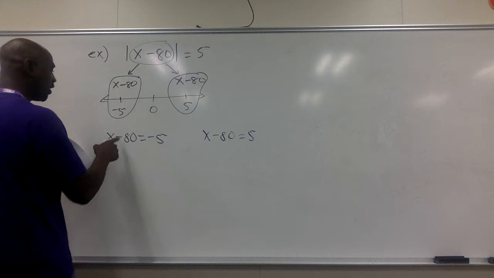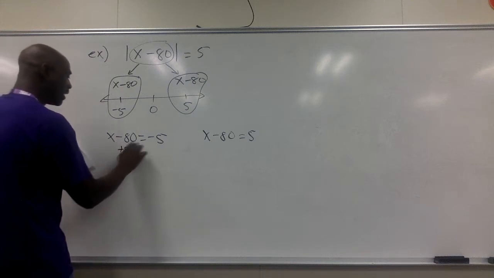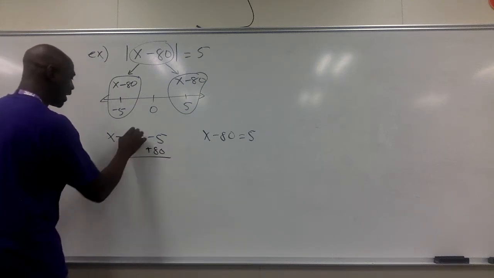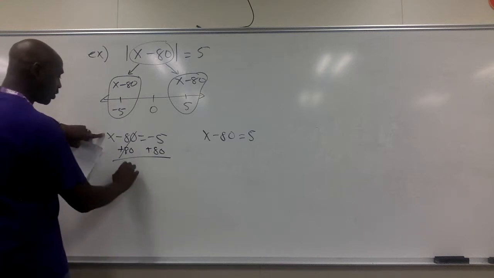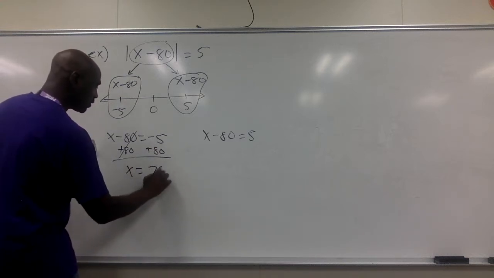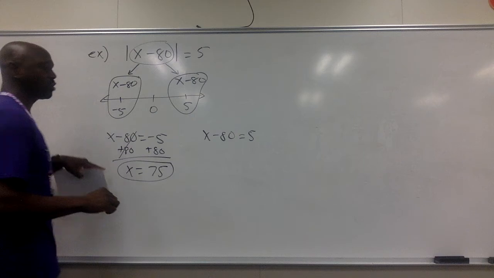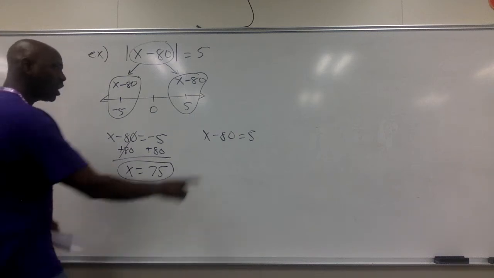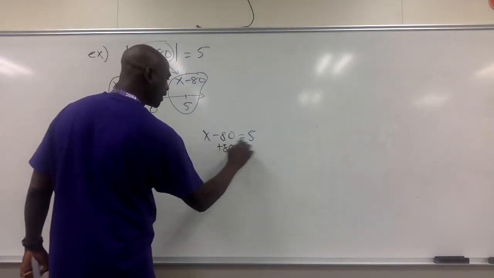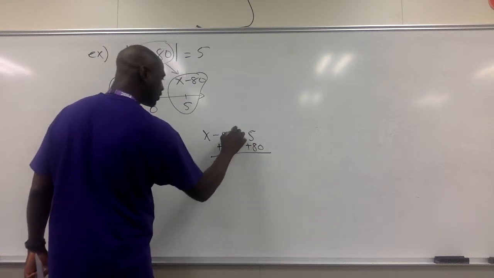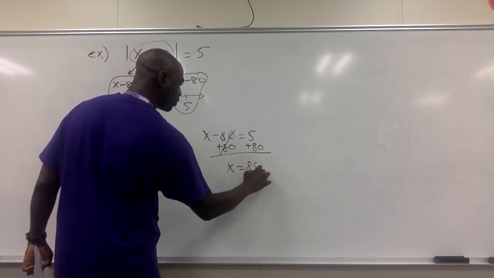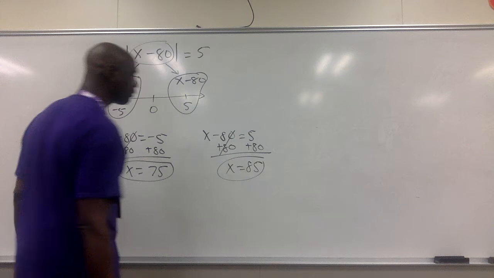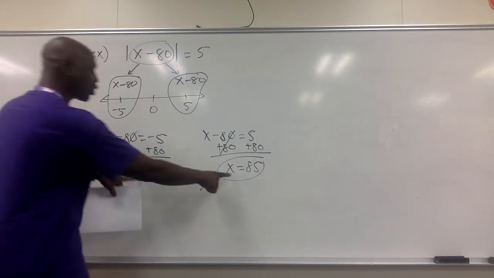So let's go through this. If I'm going to solve this, I just need to add 80 to this side and add 80 to that side. So x is equal to 75. So that's one value of x. And then same thing over here. Let me add 80 to this and add 80 to this so that x is equal to 85. So I'm really saying that I have two possible values.